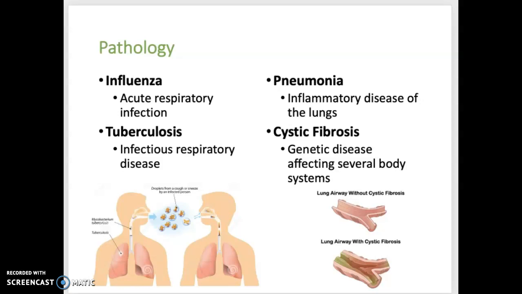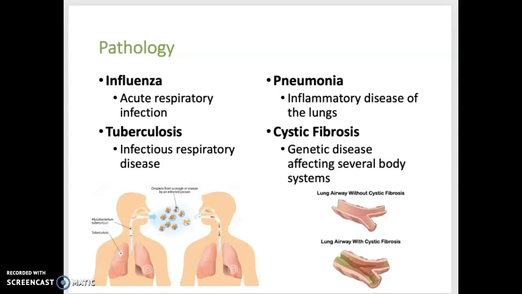Pneumonia is an inflammatory disease of the lungs, and this is caused by a variety of things. It could be bacterial, caused by a virus, a fungus, or chemicals. Symptoms include coughing, chest pain, and often bloody sputum.